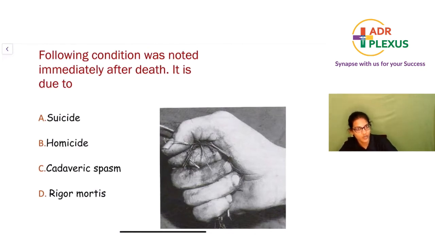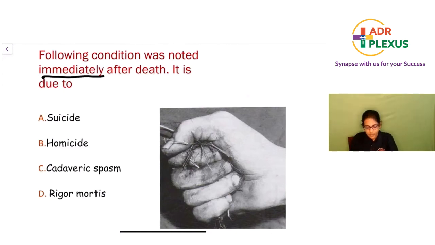The first question is: what is the condition that is noted in this particular picture? Here we are seeing an image of a hand which is gripping grass material tightly. When we see this condition post-mortem, we think mainly of two: one is rigor mortis and another is cadaveric spasm. But in the question, the clue is the word immediate. The moment we see the word immediate, it's generally cadaveric spasm.